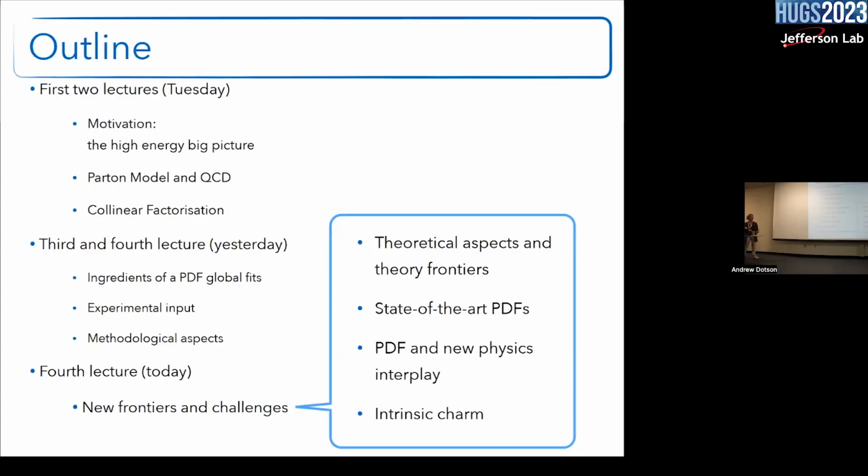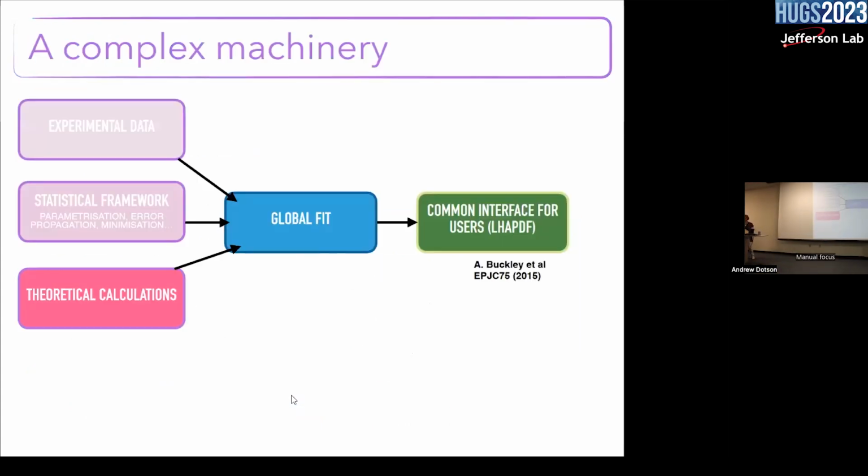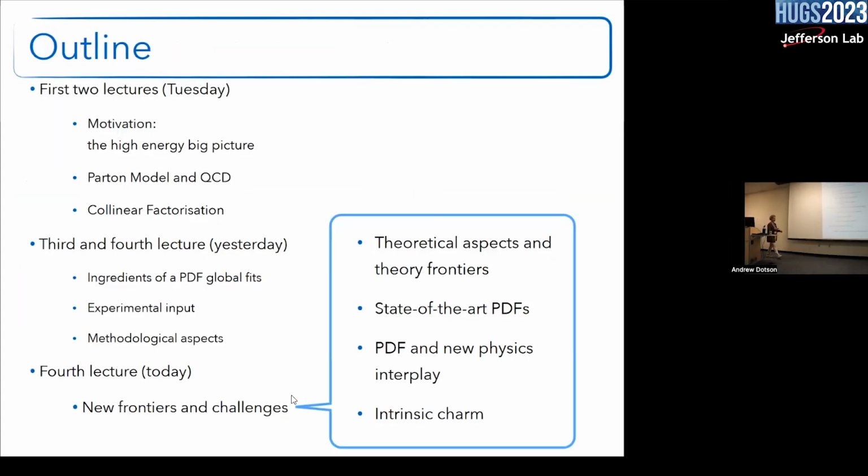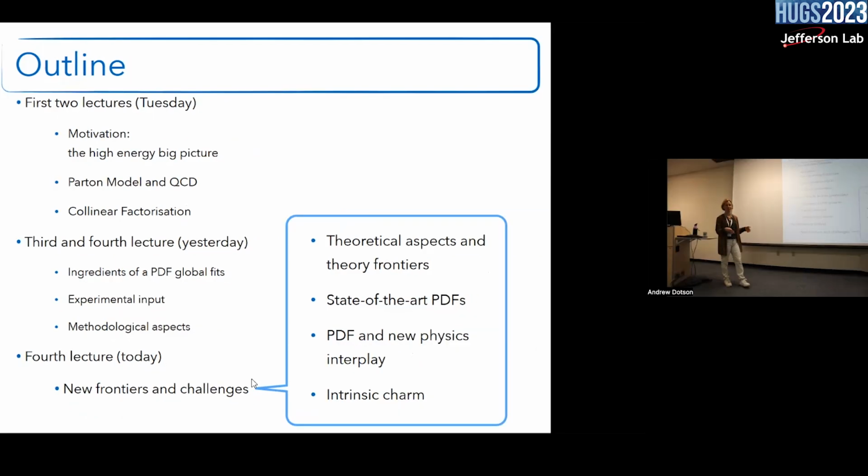So I think so far we laid the foundation of the collinear factorization picture, the PDFs, and what are the ingredients in a PDF global fit. The thing that we left out yesterday was the theoretical calculation, but I left it for today because the theoretical aspects are also the theory frontiers that we have to face now. And I think they have to do with everything we said so far.